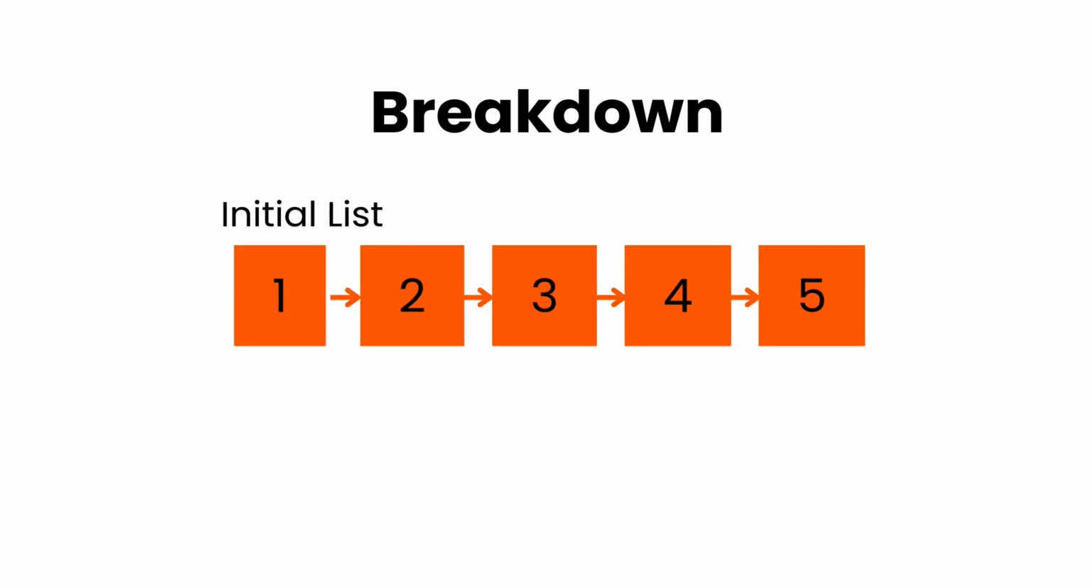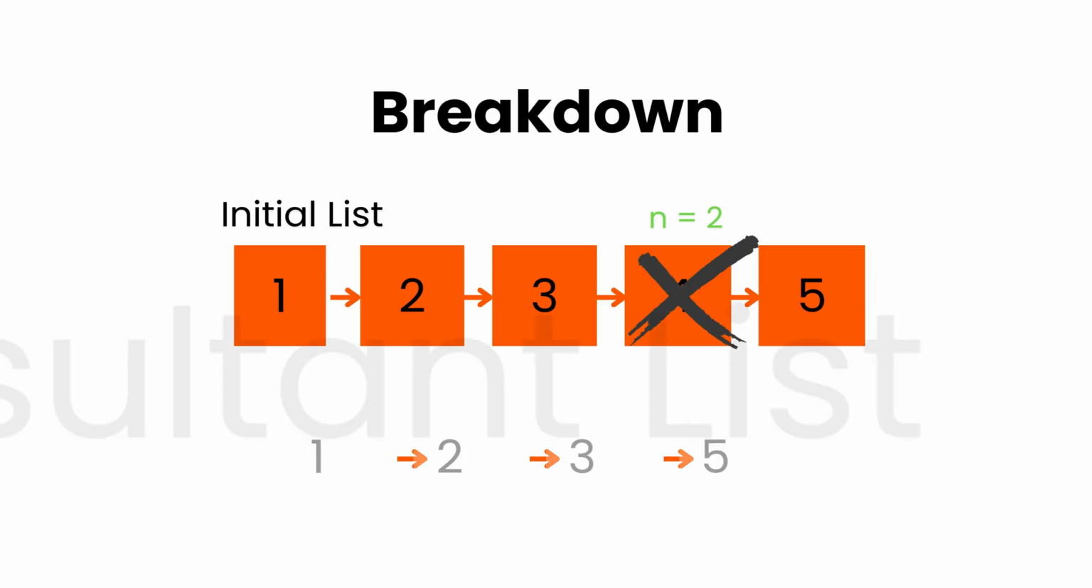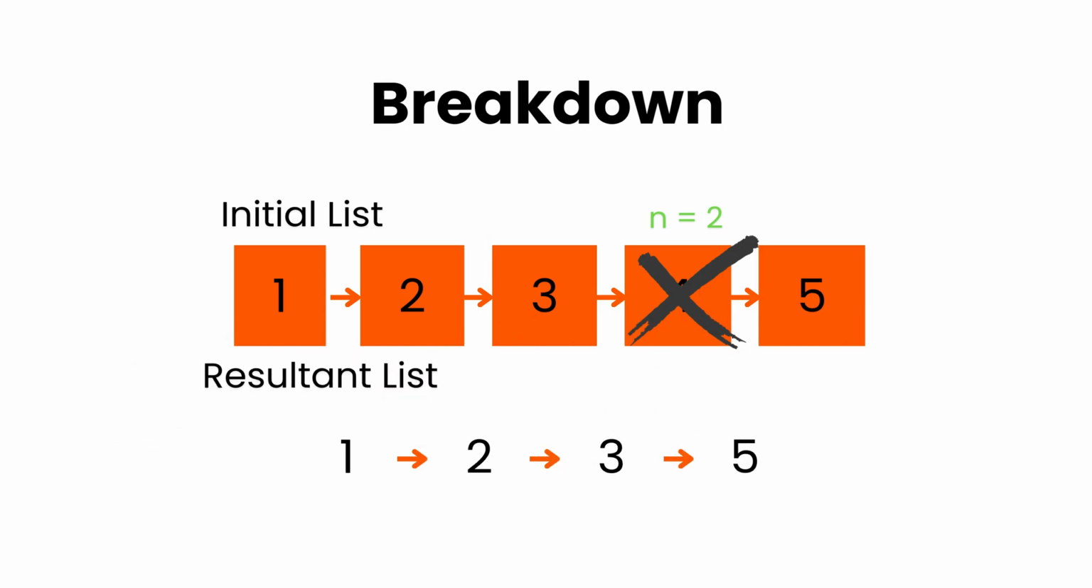Let's break down the remove Nth node from end of list problem. You're given the head of a singly linked list and an integer n. You need to remove the Nth node from the end of the list. As shown in the image, if the list is 1, 2, 3, 4, 5 and n equals 2, the node with value 4 should be deleted. The output should be 1, 2, 3, 5.